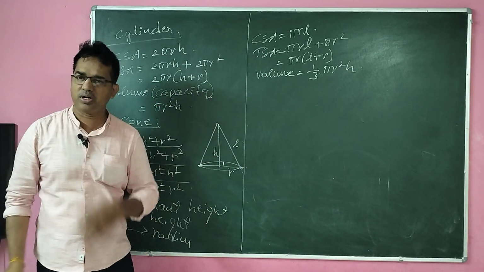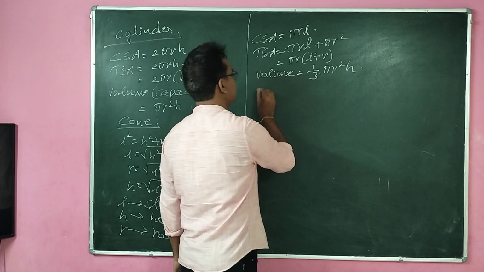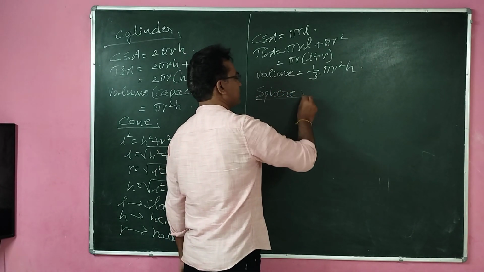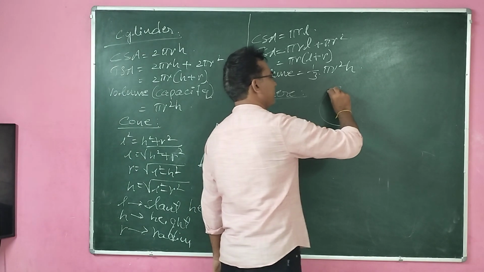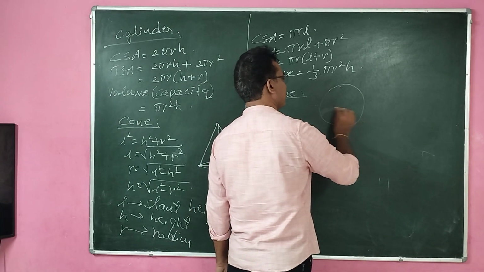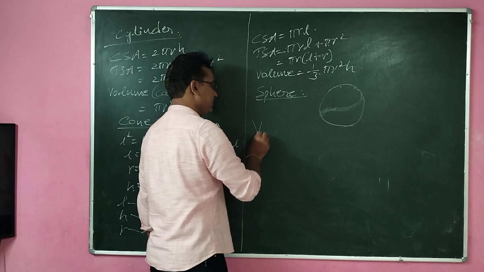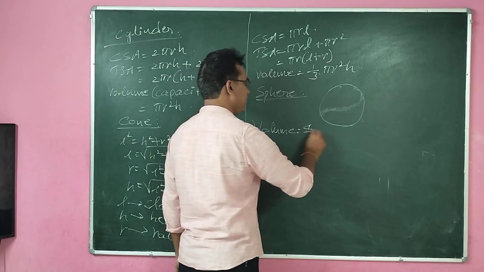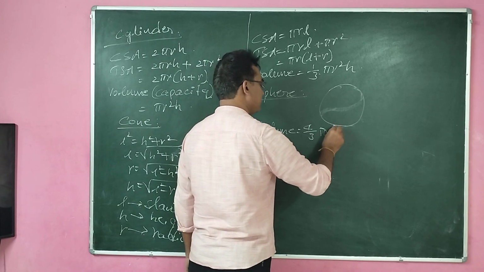Understood? Now you come to the sphere. What it is? A sphere. Okay, sphere ball. Okay na? So volume of sphere, first one. Volume of sphere. So 4/3 pi r cube.